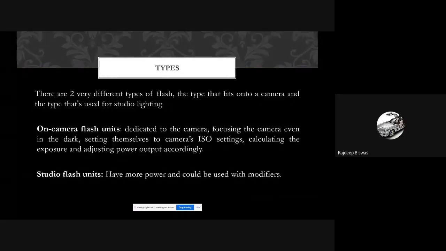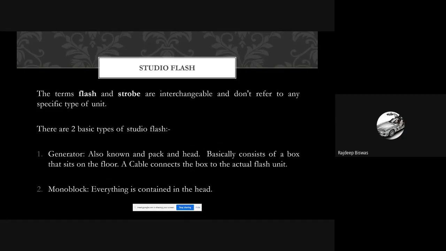Okay, as we are discussing different types of flash. One, of course, is on-camera flash, dedicated to the camera, focusing the camera even in the dark, setting themselves to the camera's ISO settings, calculating the exposure and adjusting power output accordingly. Studio flash units have more power and can be used with modifiers.